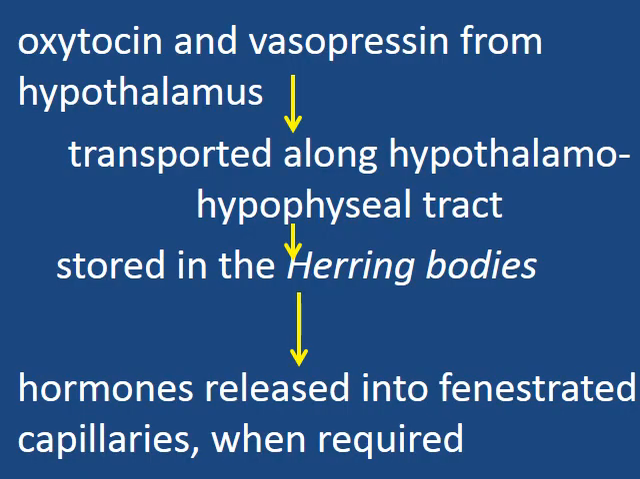Oxytocin and vasopressin from the hypothalamus are transported along the hypothalamo-hypophyseal tract and stored in the Herring bodies. These oxytocin and vasopressin, when required, are released into the fenestrated capillaries.